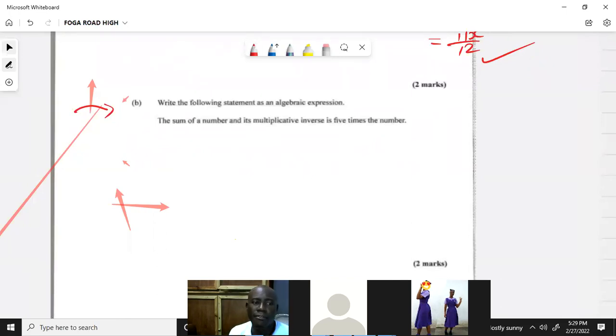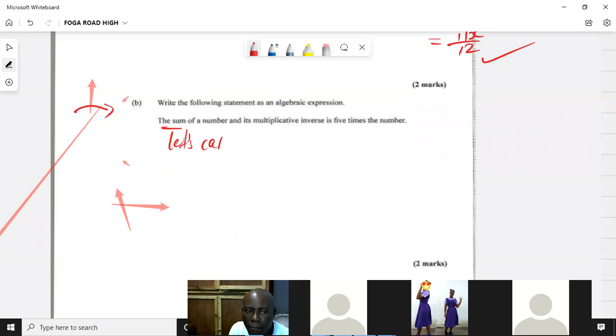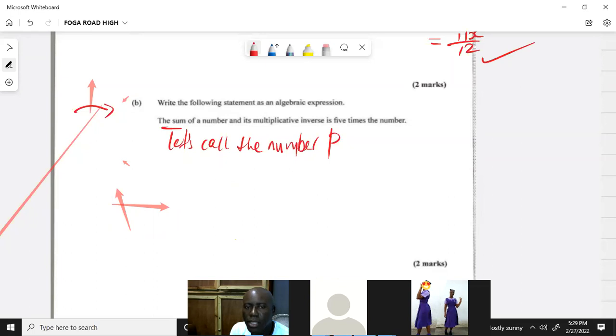All right, so we have this. It says the sum of a number and its multiplicative inverse. So it's not the sum that is my issue. We're talking about the sum of a number. Let's call the number x. Let's call the number y. Let's call the number p. I don't want to use x, I'm tired of it. So let's call the number p.